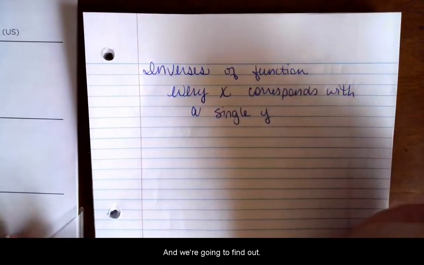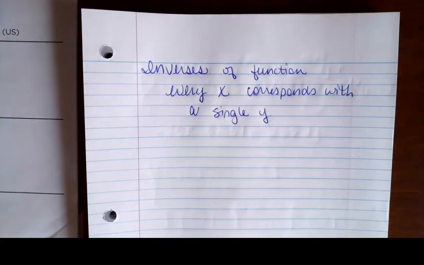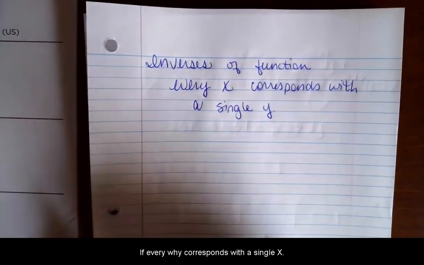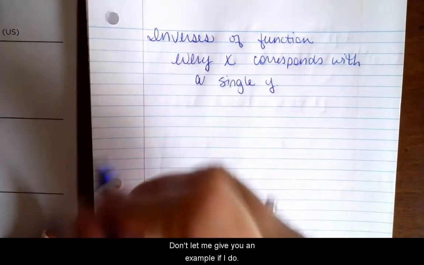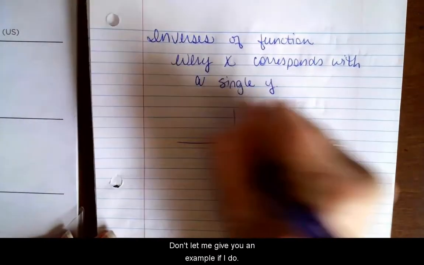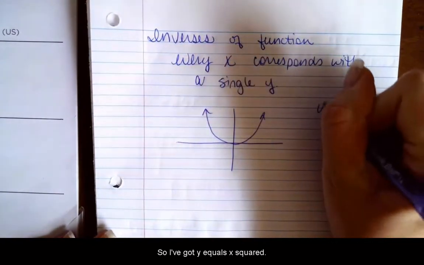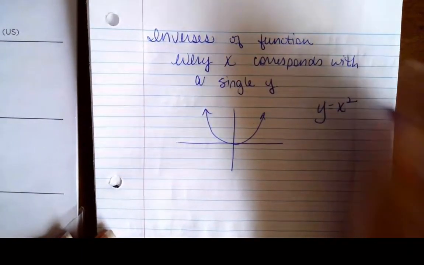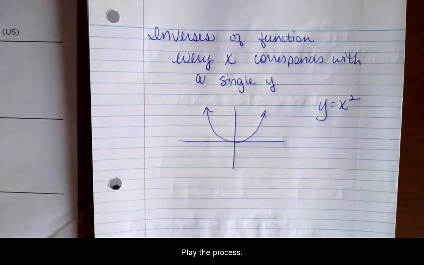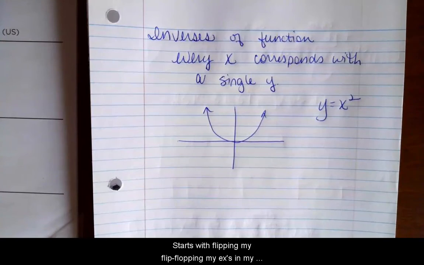And we're going to find out that the inverse of a function is also a function if every y corresponds with a single x. So let me give you an example. If I do x squared, so I've got y equals x squared, the process of finding the formula for an inverse starts with flip-flopping my x's and my y's.